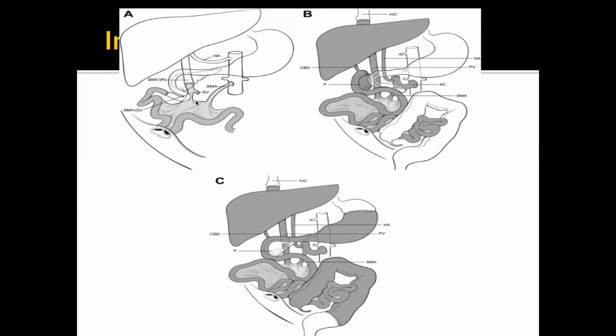Compared to that, isolated small intestinal transplantation is probably the most difficult. You need 2 anastomoses, the SMA to the recipient aorta, and the SMV to the recipient portal vein. In between is probably the least common, where you do liver and small intestine only. I think this is the least common, and I don't need to talk about it.